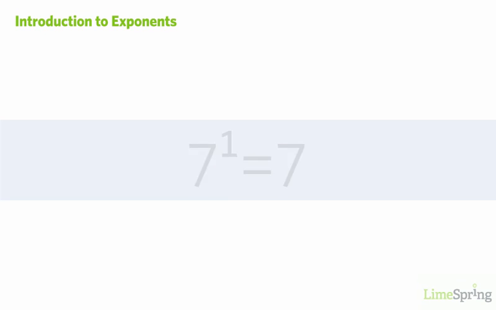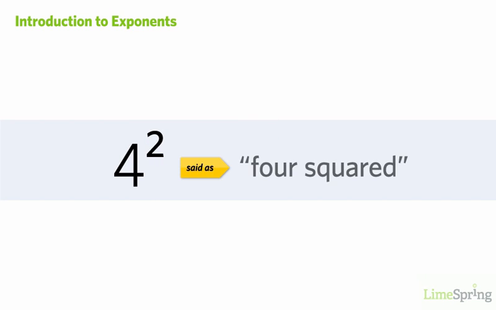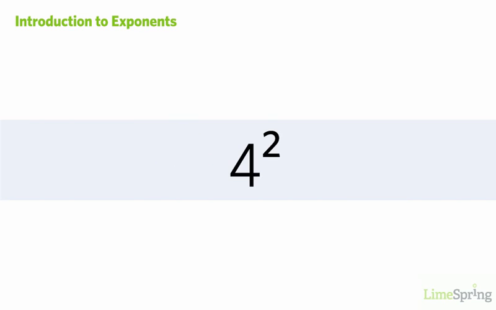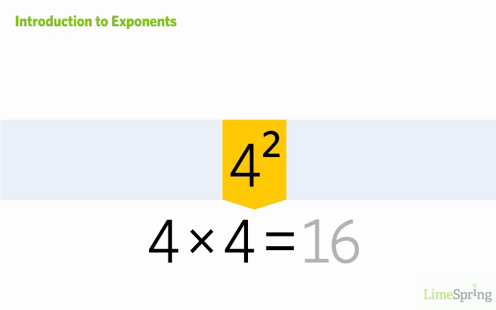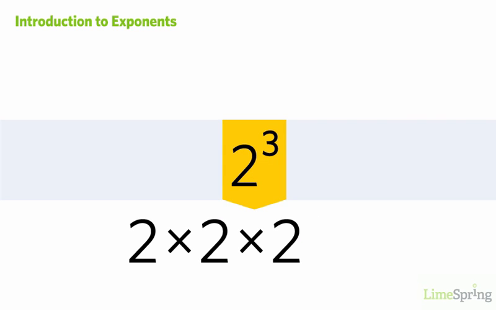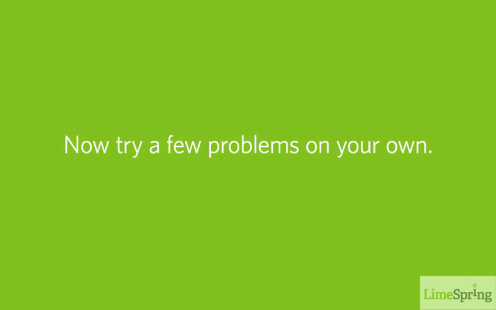By the way, when we have something raised to the 2nd power, such as 4 to the 2nd, the shorthand way of saying this is 4 squared. When we have something raised to the 3rd power, such as 2 to the 3rd, the shorthand way of saying this is 2 cubed. Therefore, 4 squared equals 4 times 4, or 16, and 2 cubed equals 2 times 2 times 2, or 8. Now, before we move on, how about trying some exponent problems on your own?